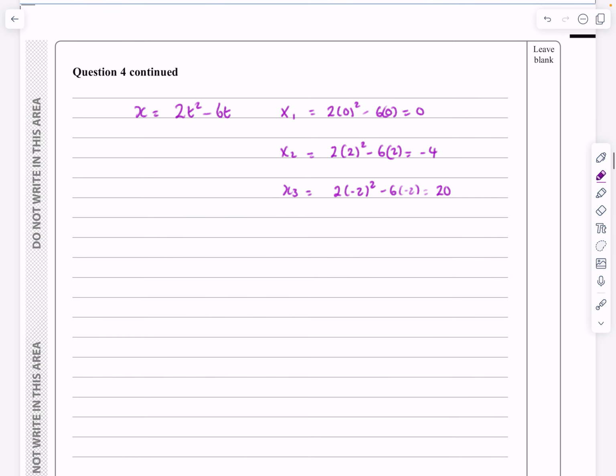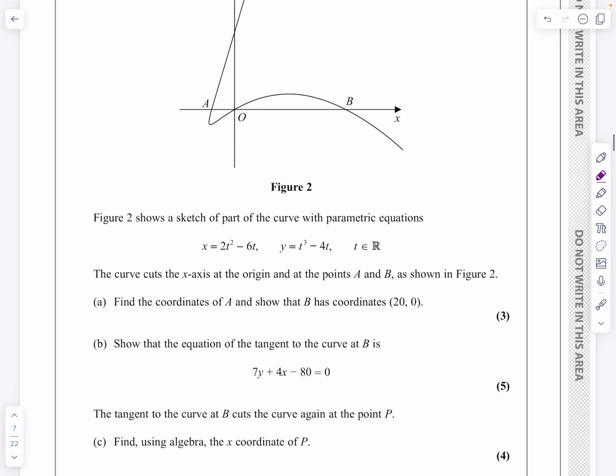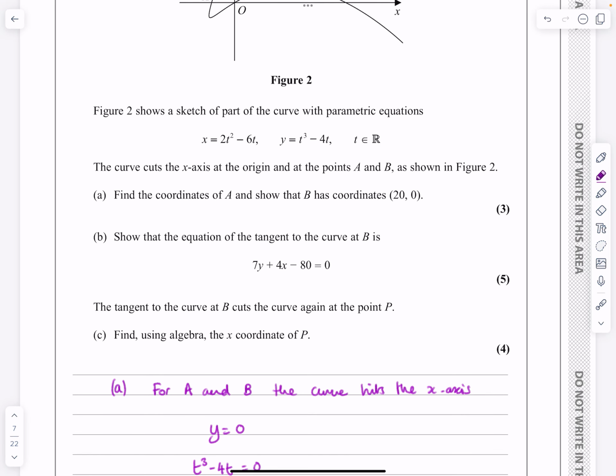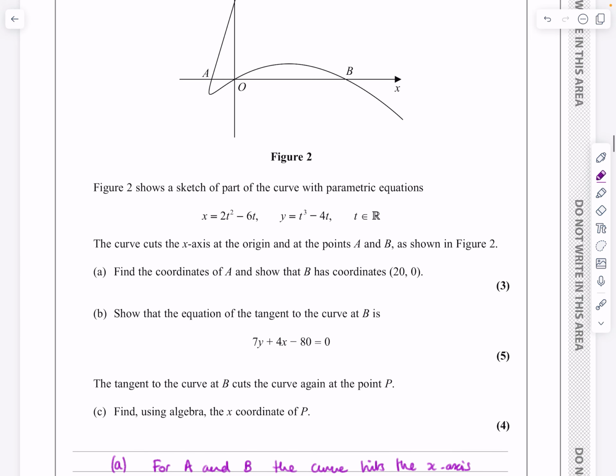And so that's actually answered all of part A, because A is equal to (minus 4, 0), and B is equal to (20, 0). If we go back and look at the question, it said find the coordinates of A, show the coordinates of B are (20, 0). Yeah, that's what we've got here now then. So that's (minus 4, 0), that's (20, 0), and the third one was the (0, 0), but we're not interested in the one where it crosses the origin.